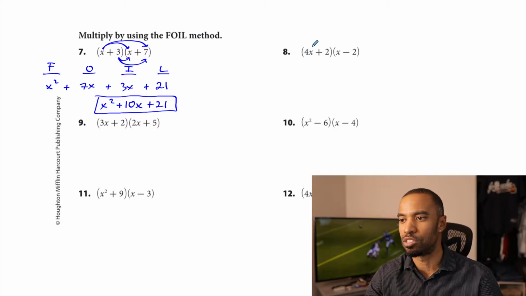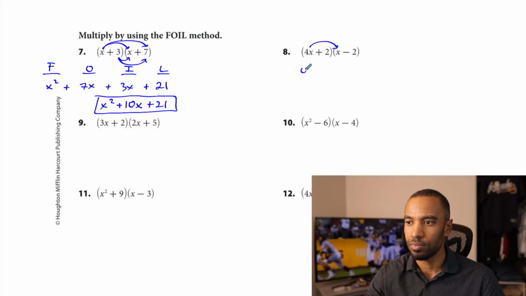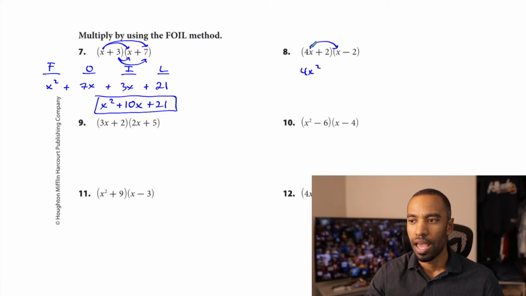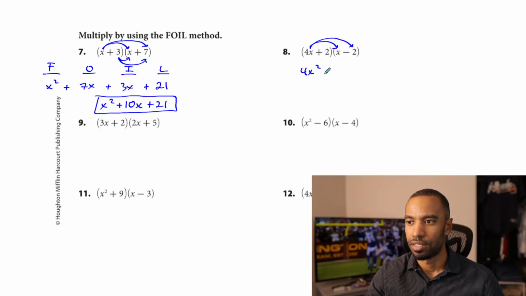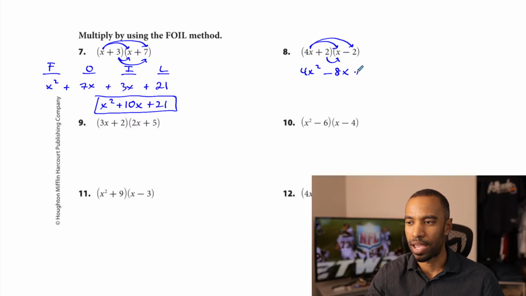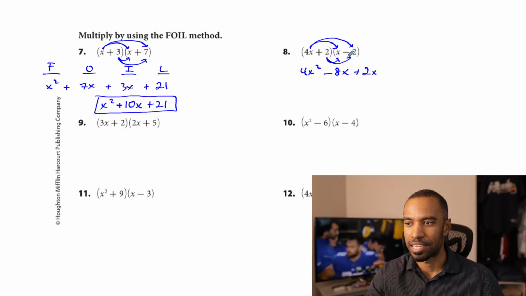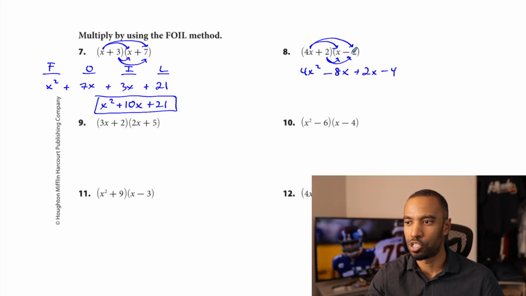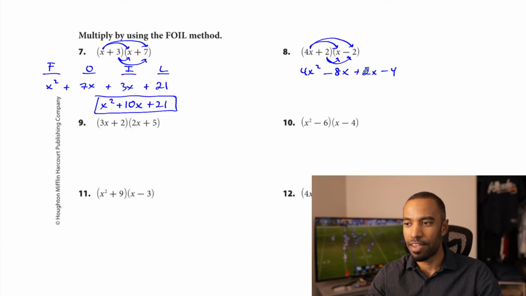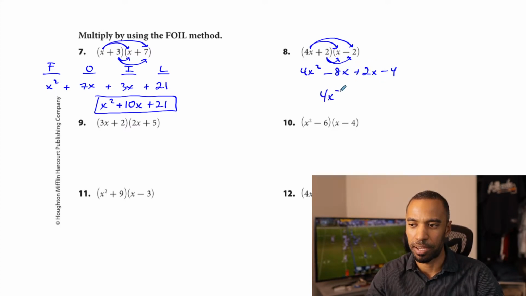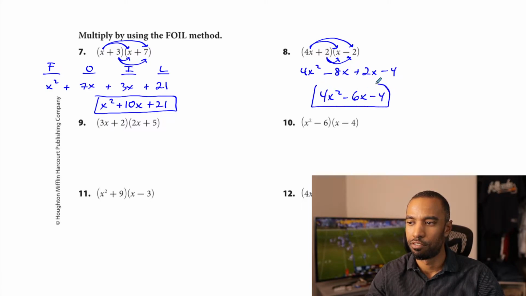So FOIL again means first, outside, negative 8x, inside, 2x, last, negative 4, 2 times negative 2. Negative 8x plus 2x is negative 6x. Combined like terms, we get 4x squared minus 6x minus 4.